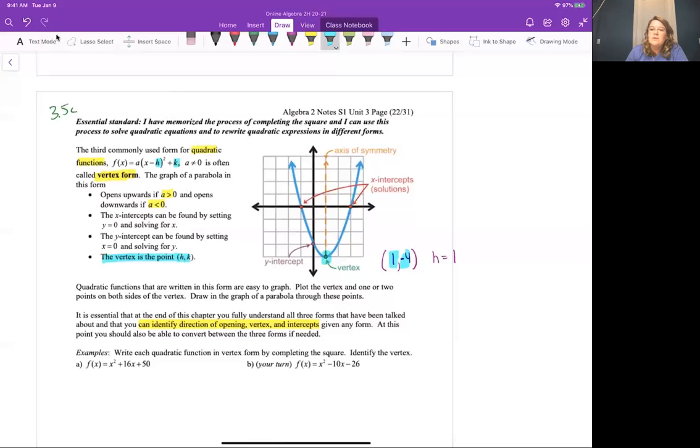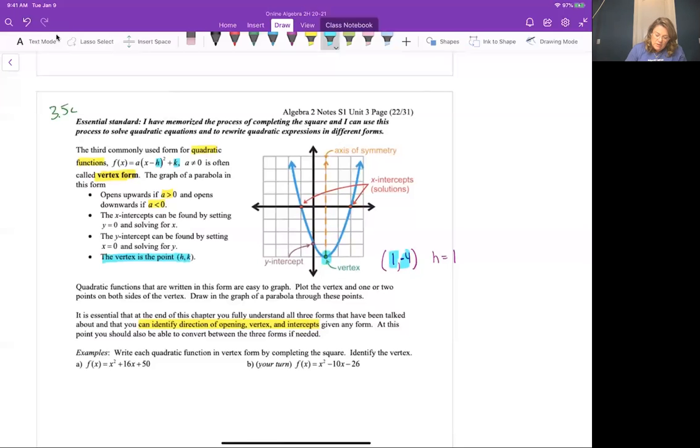And if you remember your dilations, reflections, and transformations that we learned at the beginning of this unit, if I had x minus 1, I would move to the right 1. And sure enough, that's where the vertex went. If I had a -4 outside of the function, then I would have shifted the vertex downward by 4. And sure enough, it did. So we can find the vertex very easily when the quadratic function is in vertex form.